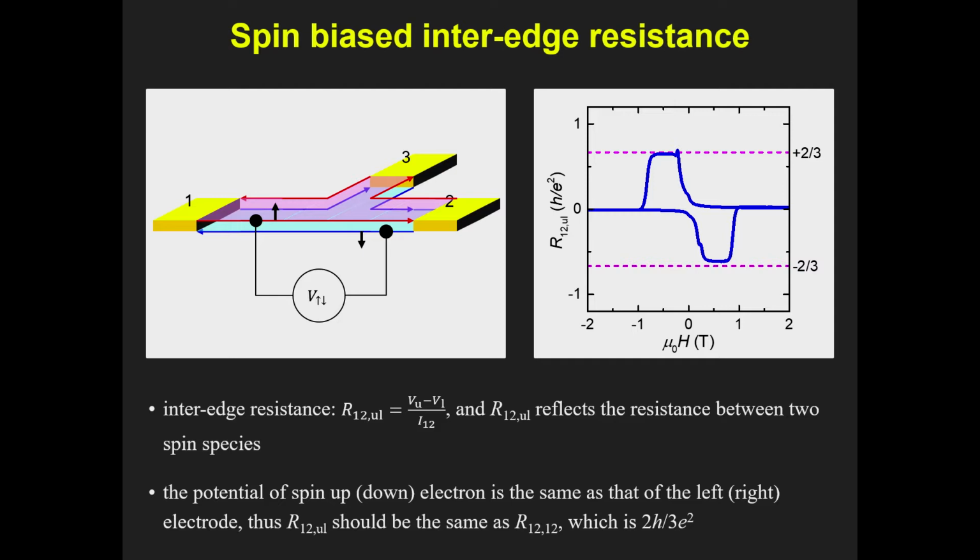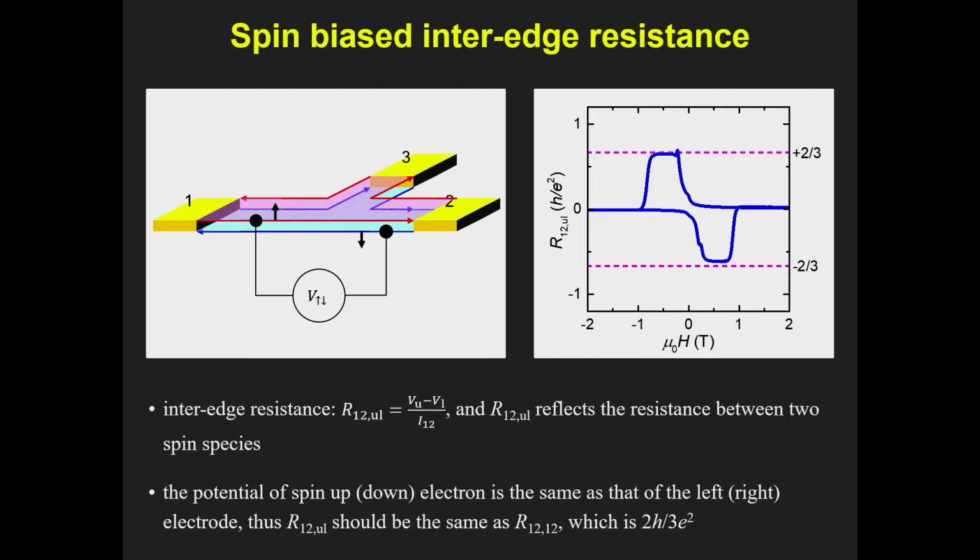For example, we can now measure the interlayer or inter-edge resistance between the upper edge and the lower edge. In the quantum spin Hall regime, these 2 edges will have opposite spin orientation. So the resistance between them will be spin-biased. Namely, it's a resistance between 2 spin species. And because the edge state is dissipationless, the potential here is the same as contact 1, and the potential here is the same as contact 2. So the resistance between them is also quantized. So now we have a quantized, spin-biased inter-edge resistance, and experimentally we see this 2/3 quantum resistance. It depends on how many electrodes you add on the other side of the device. So this is one project we have completed recently.